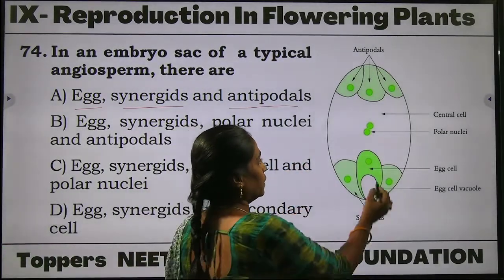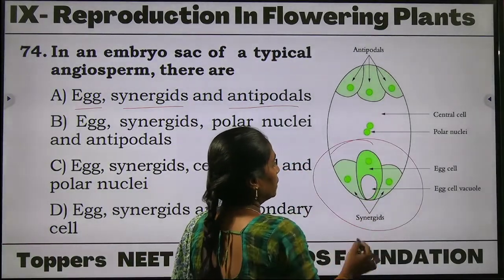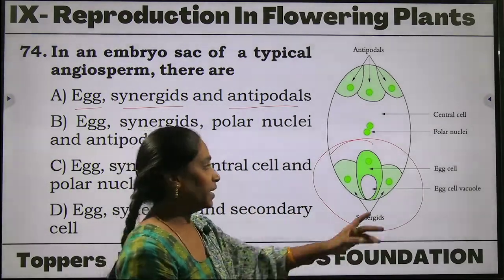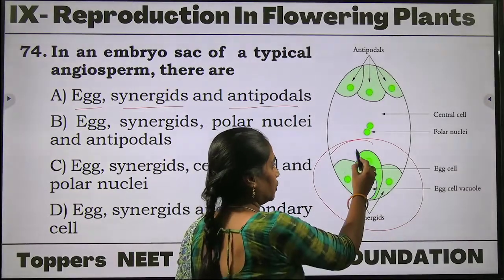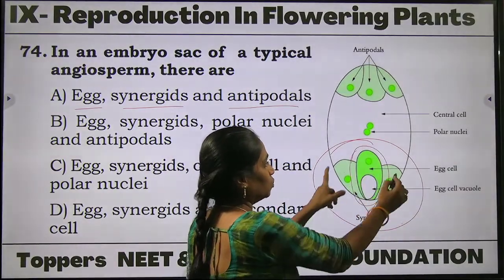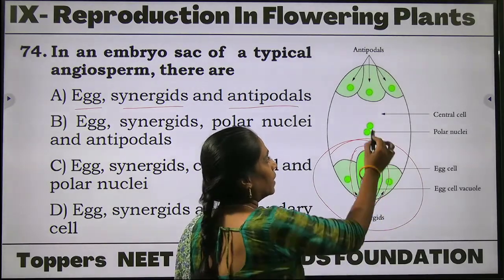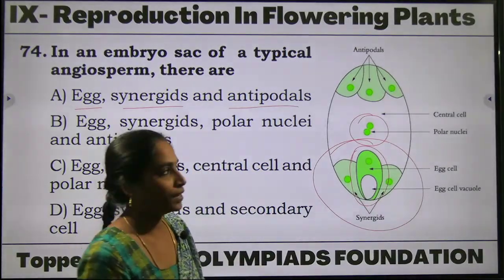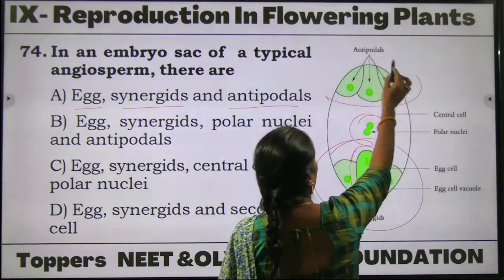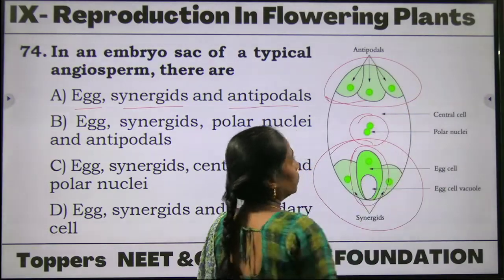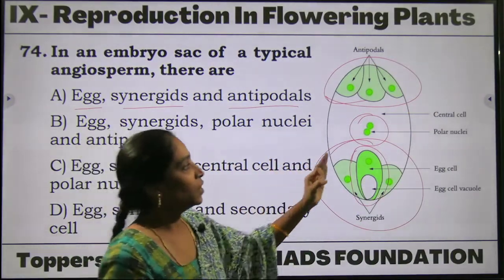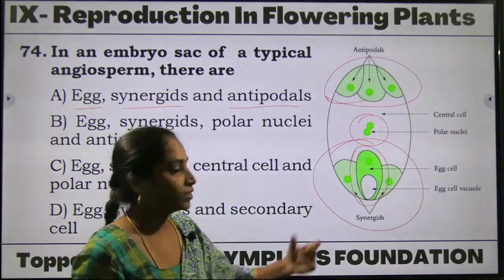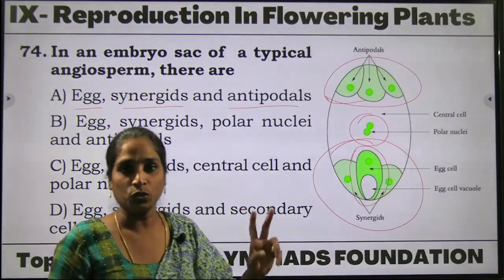First of all, here we can observe at the posterior part the two synergids on either side of the egg cell, and in between we can observe the egg cell. Okay, so two synergids and one egg cell, and in the middle region we can observe the central cell with two polar nuclei. Coming to the anterior region, we can observe three antipodals. Okay, three antipodals, one central cell with polar nuclei and one egg cell. Either side of the egg cell we can observe two synergids.